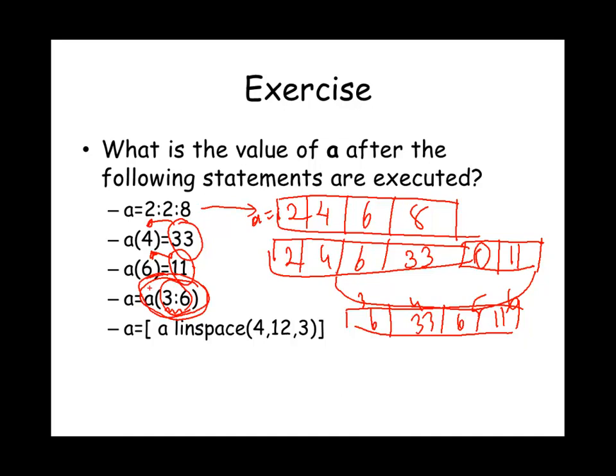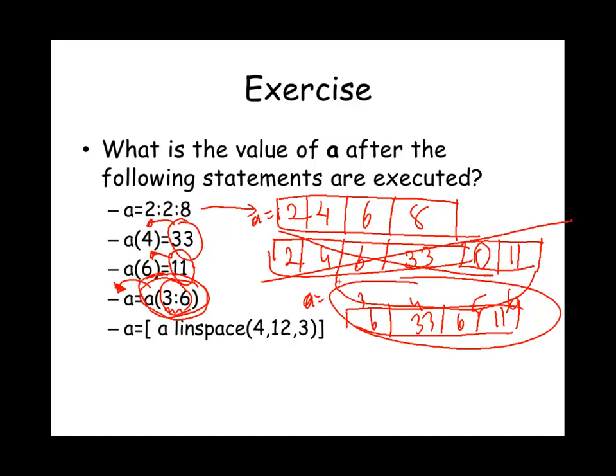And that result is then stored back in the variable A. So we are effectively replacing the contents of A, the entire contents of A. So A will no longer be this vector that contains 6 elements. It will now be a vector that contains only 4 elements, and those will be 6, 33, 0, and 11.